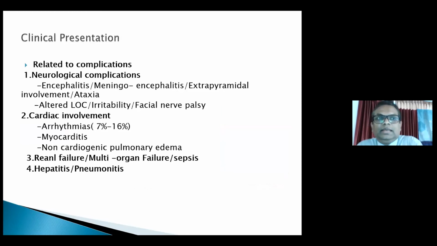What are the complications? Of course, they can develop various complications like neurological complications like encephalitis, meningoencephalitis, extrapyramidal involvement, mimicking even Parkinsonism. And of course, they can get cardiac involvement, not that common, but still they can get myocarditis, arrhythmias, and sometimes renal failure, multi-organ failure, sepsis, and even hepatitis, which you all know.